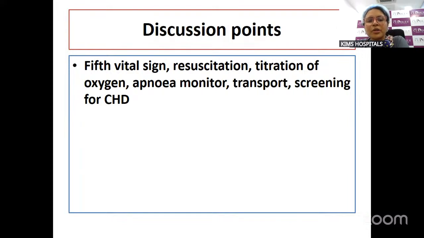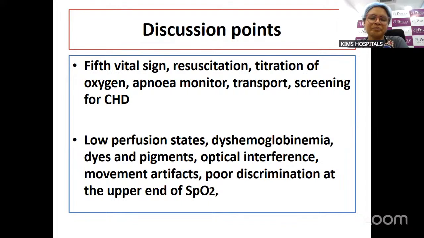Now, these are the following discussion points. Pulse oximetry is often referred to as the fifth vital sign. It is often used for monitoring the baby's saturation and vitals during resuscitation, and for titration of oxygen during oxygen therapy. So ideally, whenever a baby is on respiratory support, it should be with saturation monitoring. It can also be used as an apnea monitor during transport and for screening for congenital heart disease.